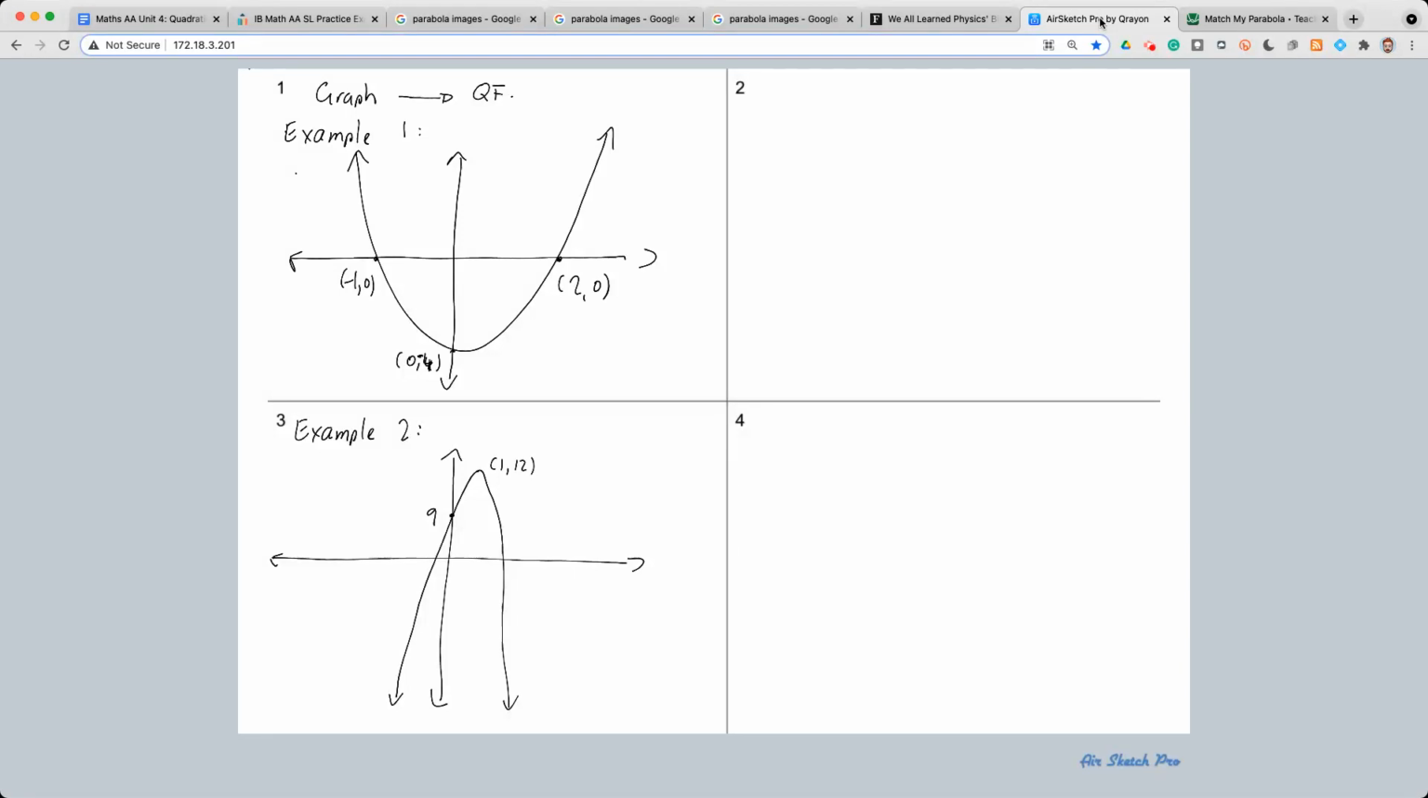Vertex form. Intercept form. I don't know, just tell me. That's for the rest of you who didn't put your hand up a second ago. I'm assuming that's what you meant by it.